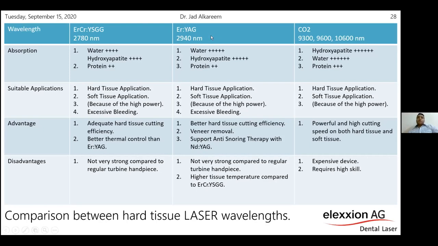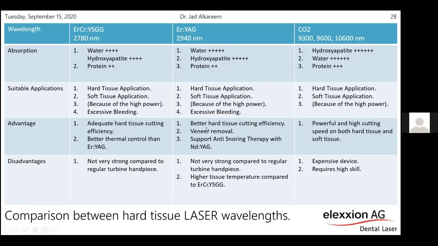Then we go to the erbium YAG. Erbium YAG has a higher absorption into the water compared to the erbium chromium, and also higher absorption into the hydroxyapatite, and the protein absorption is almost the same. It is also suitable for hard tissue application. It can do soft tissue application, but also you will have excessive bleeding because the absorption into the hemoglobin is almost zero.